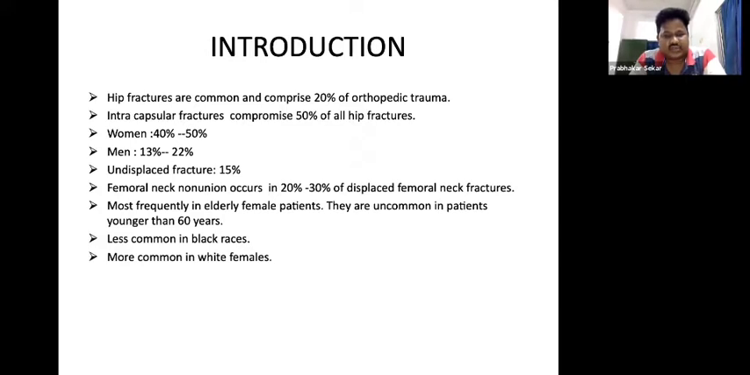And most frequently, elderly female patients are prone to get fracture neck of femur. It is more common in white females compared to black races. Why it is common in white females, I'll tell you later.